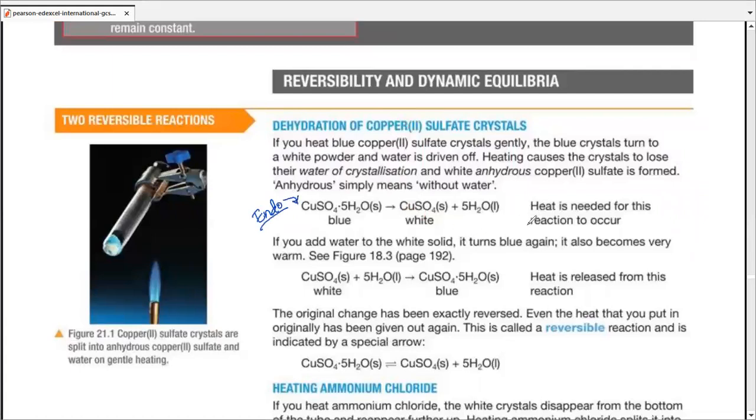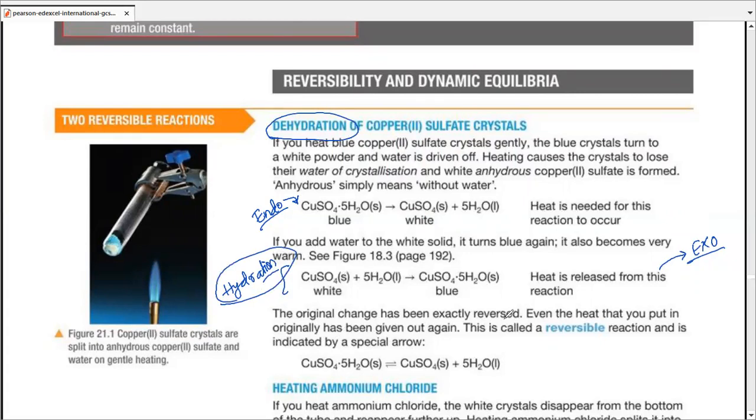Make sense? Okay. So if you add water to the white solid, if you try to reverse this entire thing, it turns blue again. It also becomes very warm, so much so that it is capable of turning the incoming water into steam as well. Since a lot of heat is released from this reaction, this hint gives us the idea that this is an exothermic reaction. By the way, let me clarify, this is a hydration reaction since we are adding water to it. When we were removing water, we were calling it dehydration. When we are adding water, this is known as a hydration reaction.